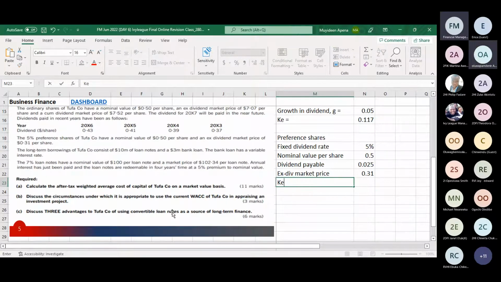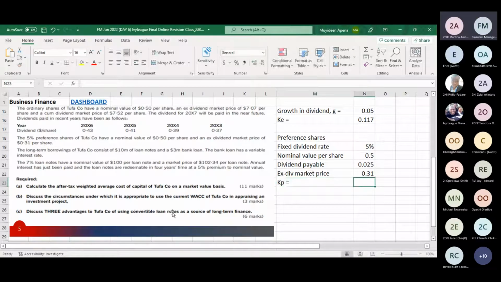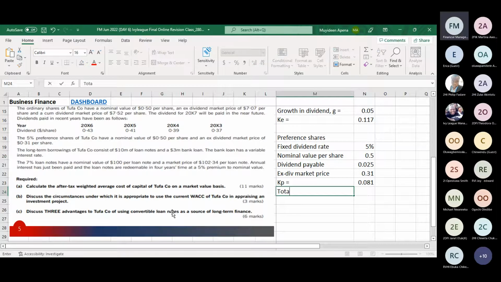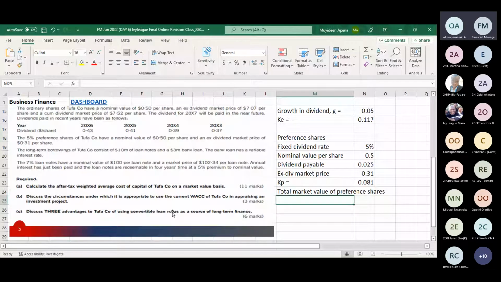Cost of preference shares. Yes, sir. Cost of preference shares, KP, equals dividend payable divided by X dividend market price. Okay, so this is about 8.1%. And then we can also calculate total market value of preference shares, as we need the number of preference shares. Do you agree with me?